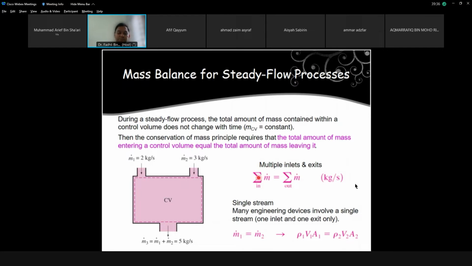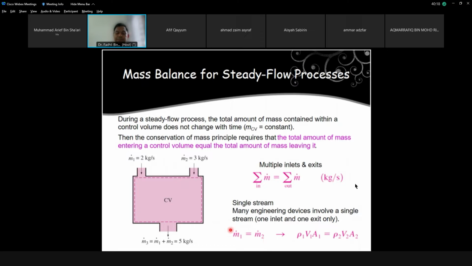Sigma ni adalah kumpulan lah, terkumpul. Kita mengumpulkan kesemua yang ada di sebelah inlet dan yang sebelah outlet, sebelah kanan ini juga kita kumpulkan berapa outlet yang kita akan ada. But in this case, they have a single outlet. Therefore, here m dot 3. Okay, that's for the case of multiple. For the single stream or single inlet and outlet, the mass balance equation is very simple. m dot 1 or m dot inlet equal to m dot 2 or m dot outlet.